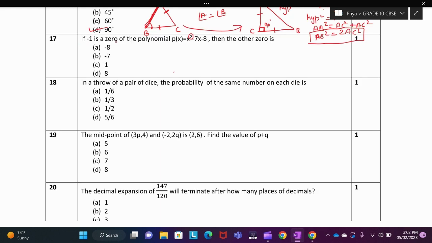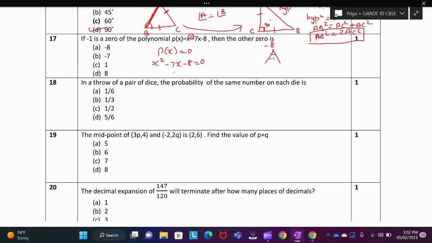In question number 17, if minus 1 is 0 for polynomial, then the other 0 is. Since x is to the power 2, I should have two zeros. So first equate the polynomial to 0. That is x square minus 7x minus 8 equal to 0. Find the factors of this quadratic expression.